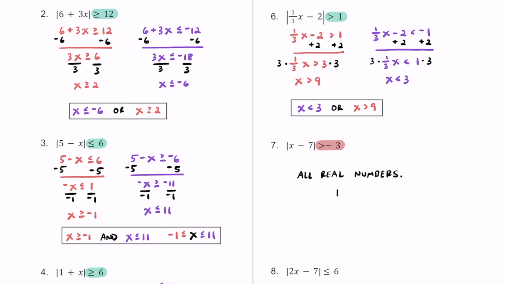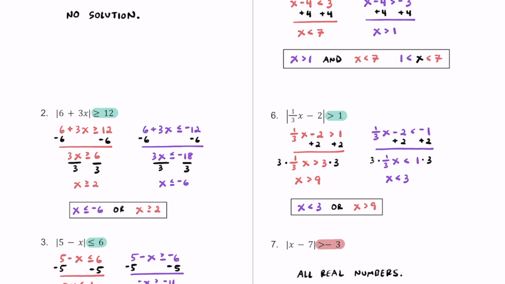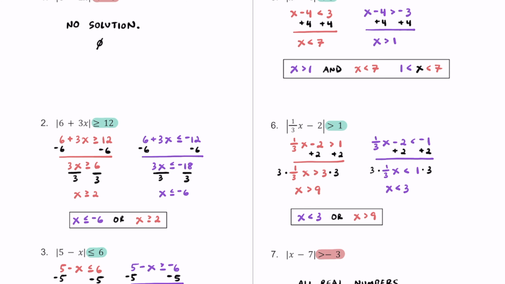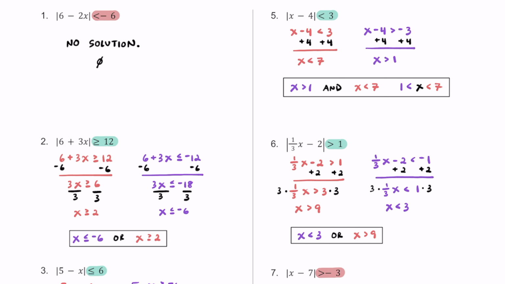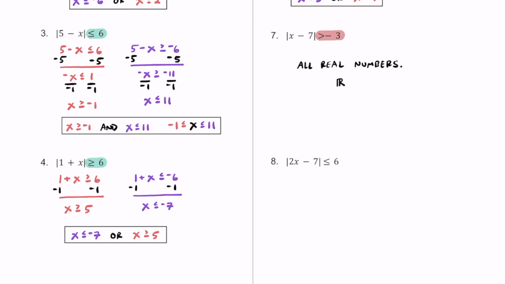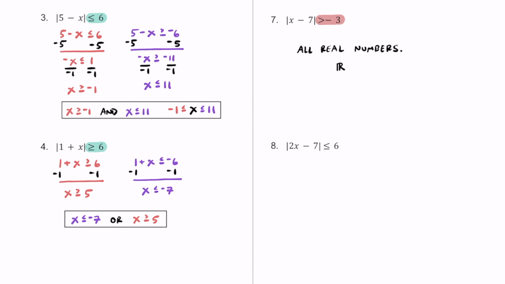And while we're at it, if you're curious about the symbol for all real numbers, you may see this little fancy R symbol. And going back to number 1, you may see this symbol for no solution, which is kind of like the 0 with a slash through it. For number 1, that one was no solution just because you can't have the absolute value be negative. And then over here for number 7, we have a special scenario just because absolute value is always going to be 0 or higher. So any value is going to work here because it's going to be greater than -3.